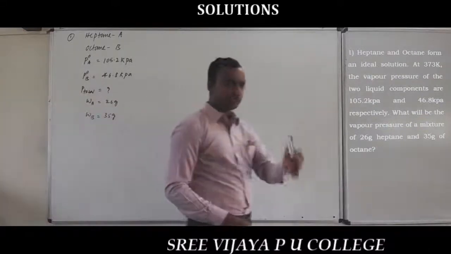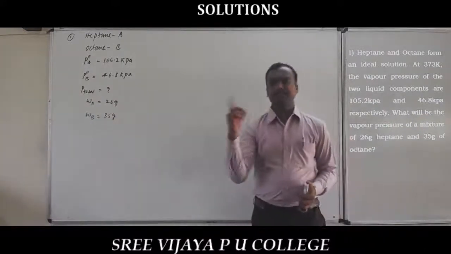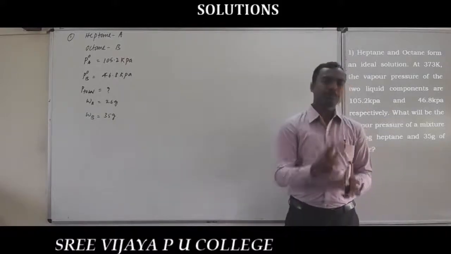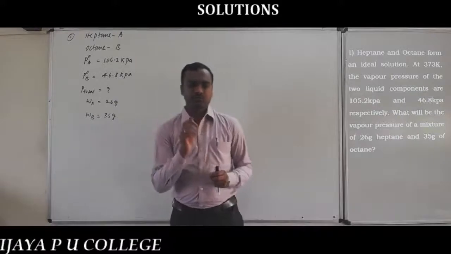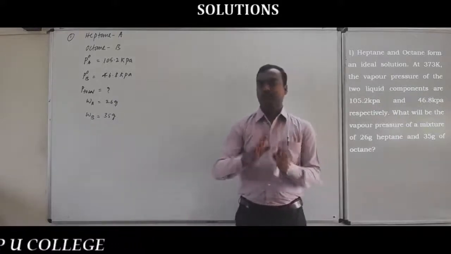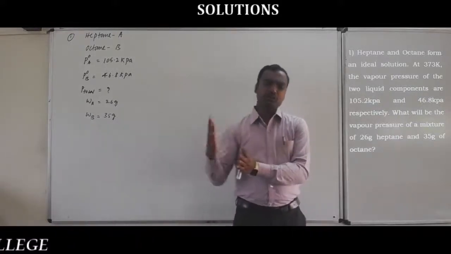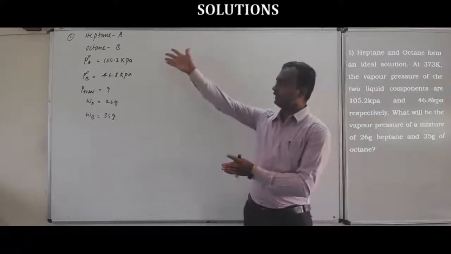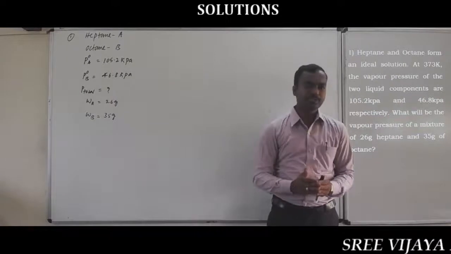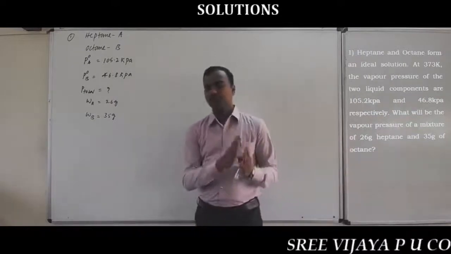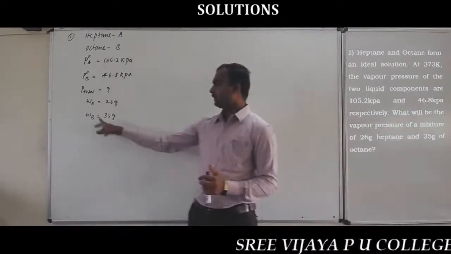We know that P total is equal to PA plus PB. That means we must first find out the partial pressures of the two components. To do that, first we have to calculate the number of moles. After that, the mole fraction. Once you get the mole fraction, since we know the P0 values for A and B, you can calculate the partial pressure of each component, and adding those partial pressures will give the total pressure.